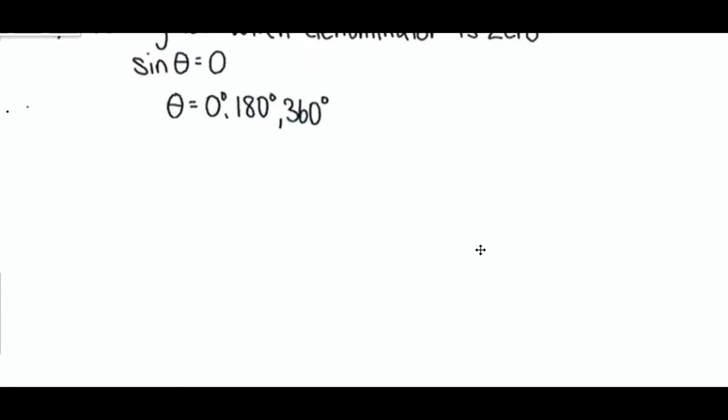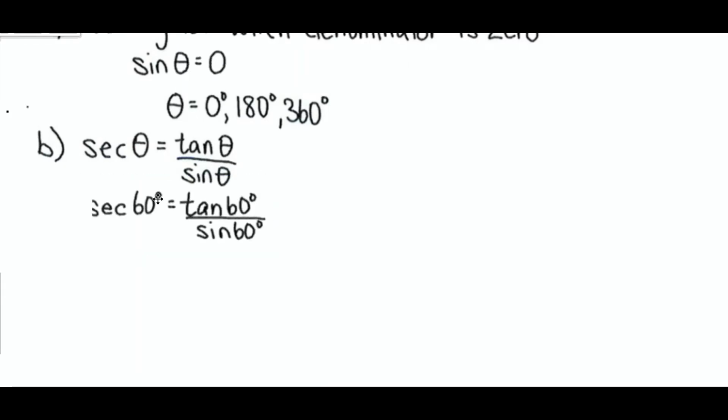Question B asks us to numerically verify that theta equals 60 degrees and theta equals pi over 4 are solutions to the equation. I'm going to start with 60 degrees, and I'm going to start with my equation: secant theta is equal to tan theta over sine theta. They gave that to me in part A. Next, I'm going to plug in 60 degrees for each of those thetas, because theta is equal to 60. So I have secant 60 degrees is equal to tan 60 over sine 60.